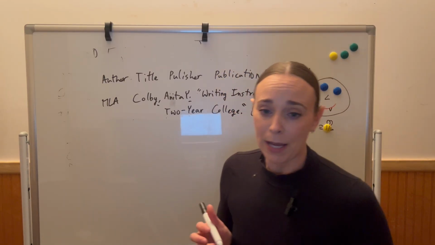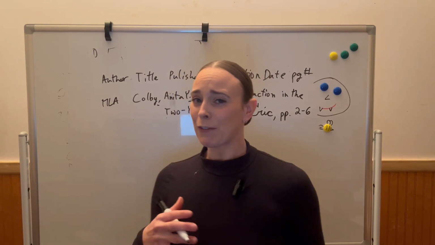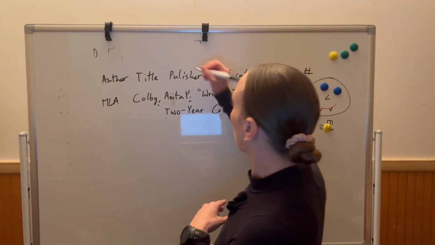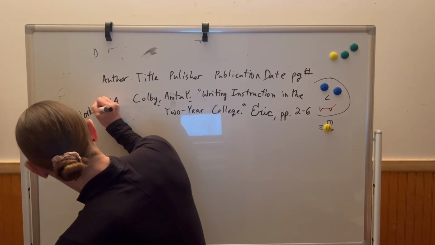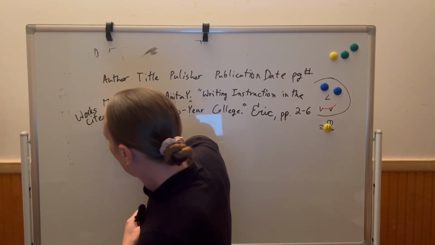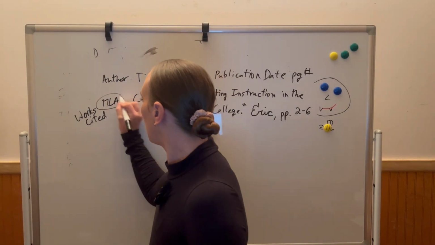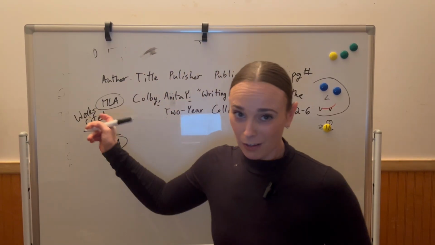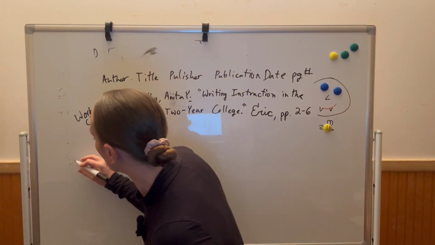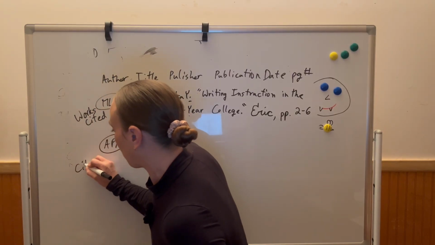Because every little bit matters. Now let me show you the difference between the MLA citation for the works cited page and the APA format. With APA format, it's not called a works cited page. It is called a citations page.